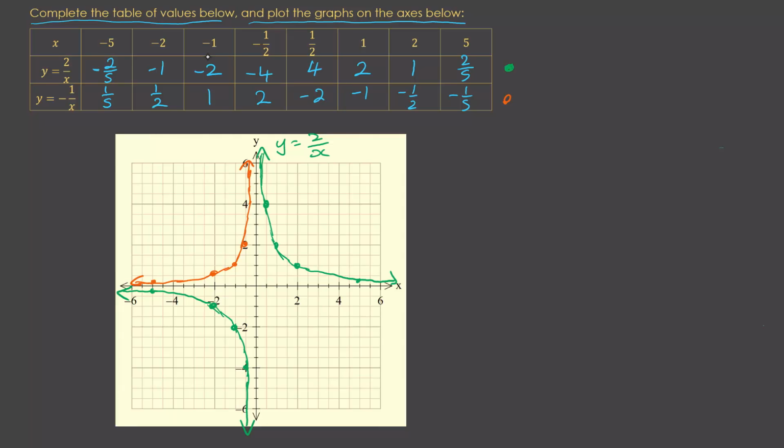And then in the other half, we've got 1/2, -2. We've got 1, -1. We've got 2, -1/2. And we've got 5, -1/5. Again, knowing the basic shape, we can draw the graph. And the orange one is y equals -1/x.